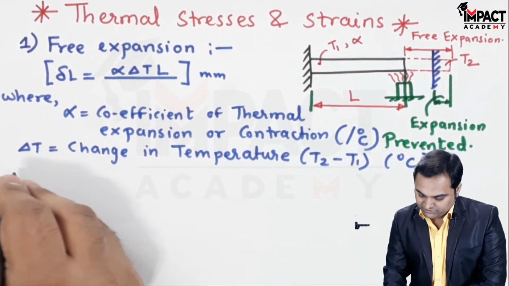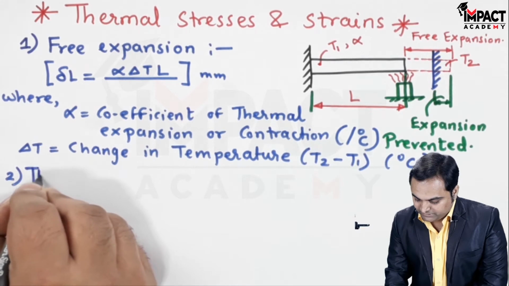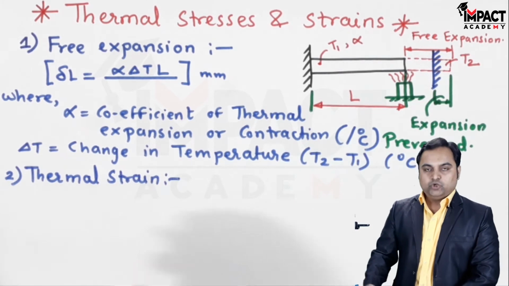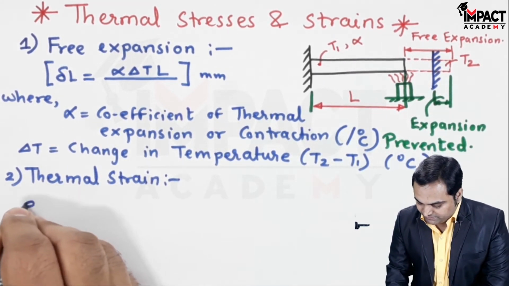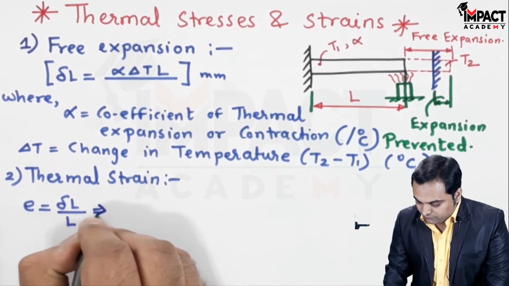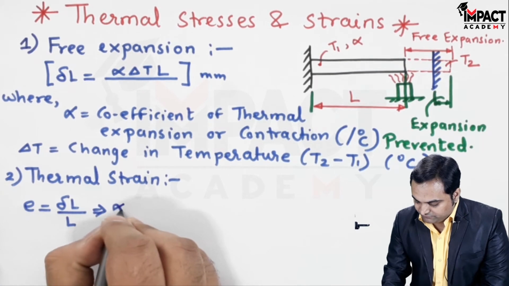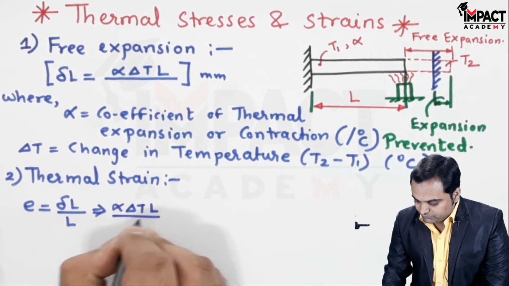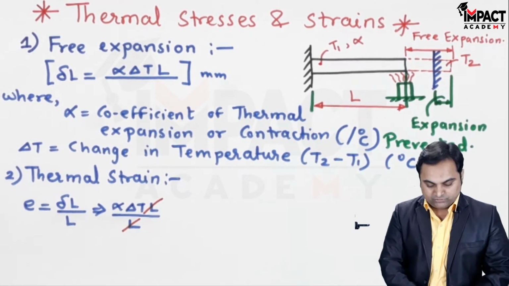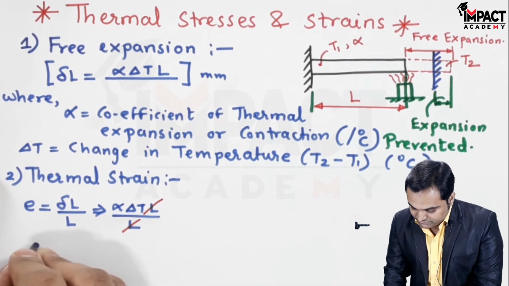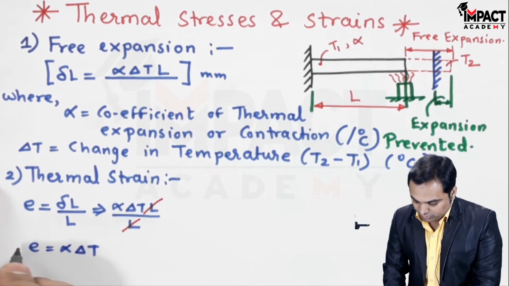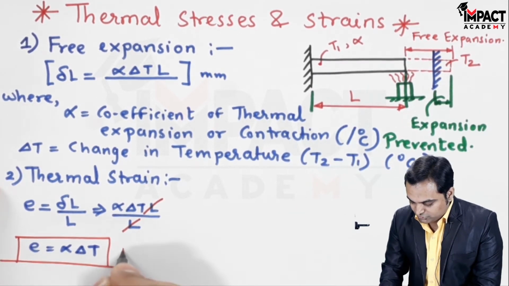Then after free expansion, I'll write down thermal strain or temperature strain. Thermal strain, like longitudinal strain, is denoted by small e, and that is given by change in length upon original length. So change in length is this deflection, alpha into delta T into L, divided by L. From the numerator and denominator, L gets cancelled out. So strain is alpha into delta T, which is called the thermal strain or temperature strain, and it has no units.